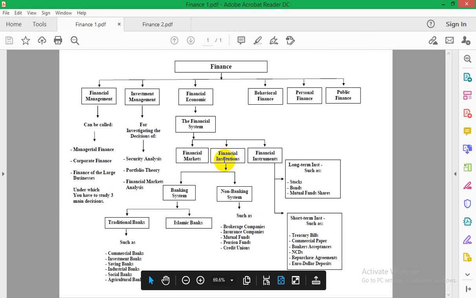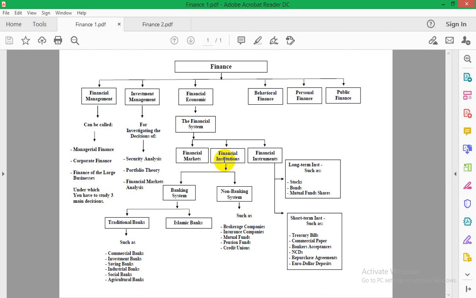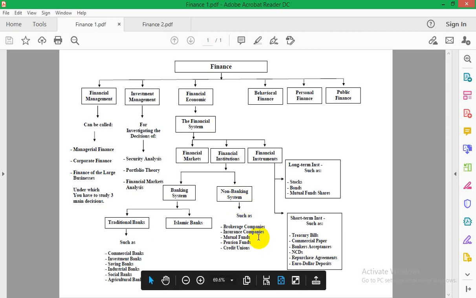the financial institutions, as we just said, can be classified into banking system and non-banking system. The non-banking institutions are the corporations that play the role of financial intermediation, but they are not banks. They can receive deposits from savers and investors, and they can use these deposits for reinvestment, such as brokerage companies, insurance companies, mutual funds, pension funds, and credit unions.